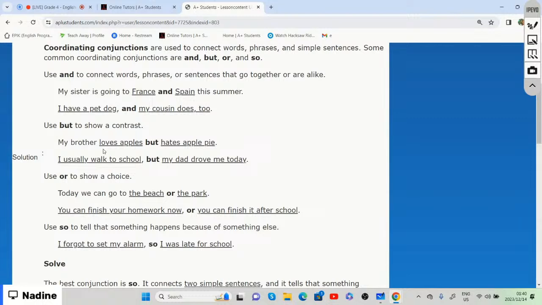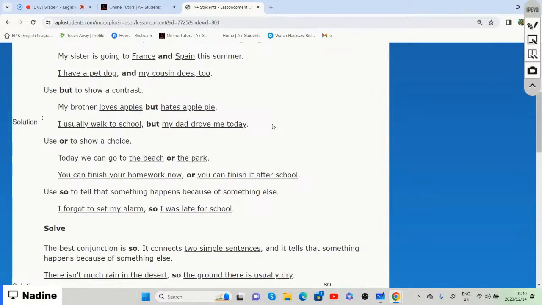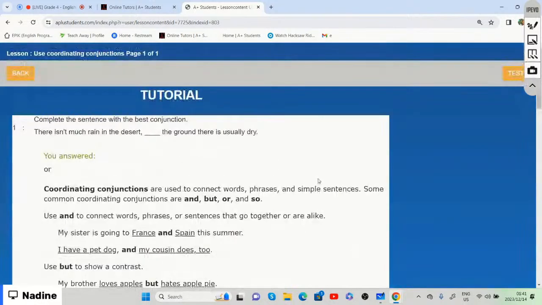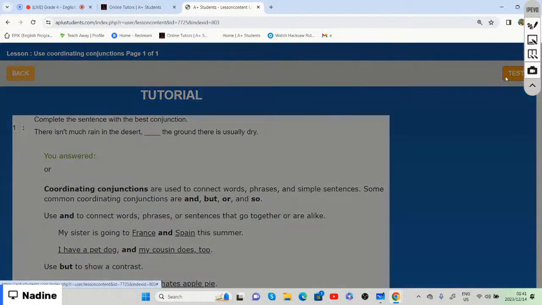And then we have "or", it shows a choice. And we have "so", which tells us that something happens or happened as a result, right? All right, let's go to our test.